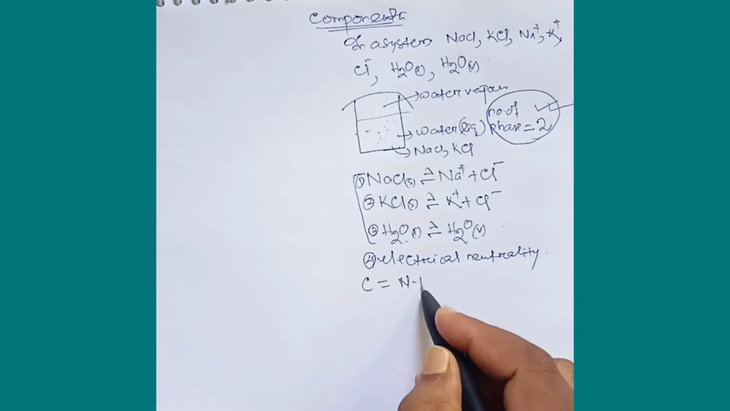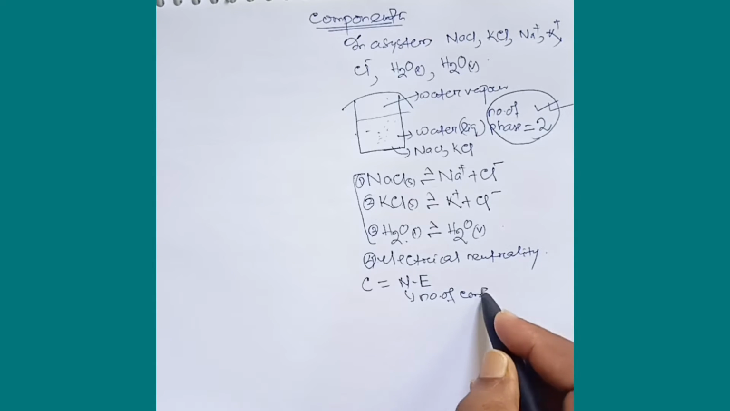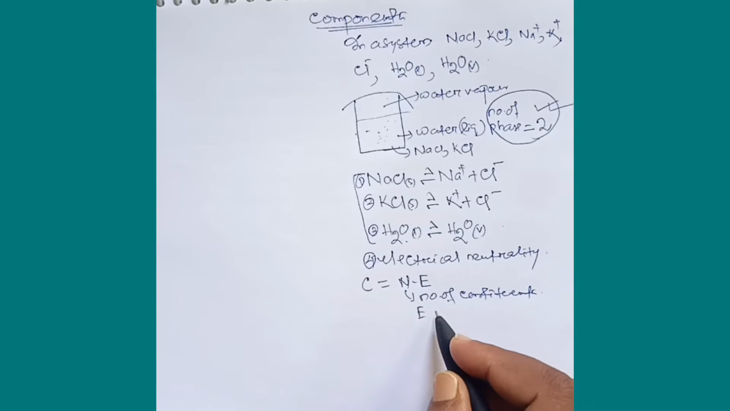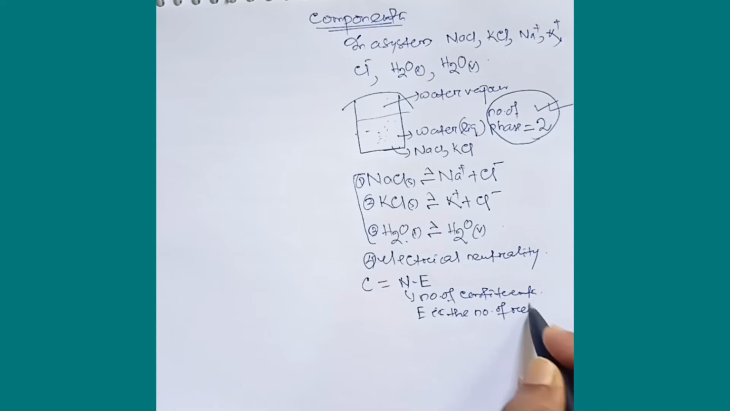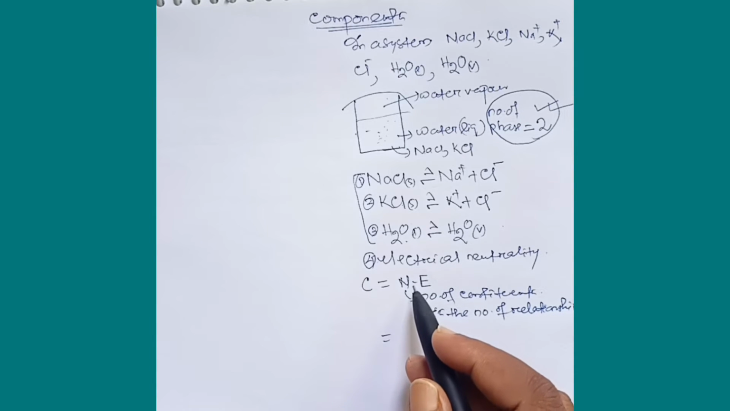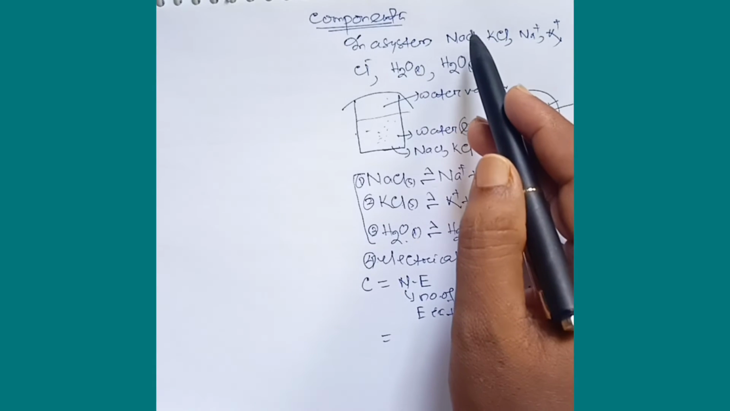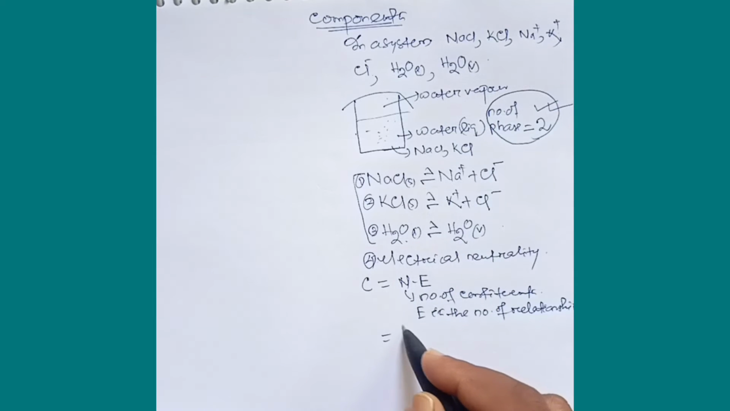C equal to n minus E. Here n is equal to the number of constituents, and E is the number of relationships between the constituents. So in place of n, what will we write? In place of n, we will write 1, 2, 3, 4, 5, 6, 7. So there are 7 constituents present.